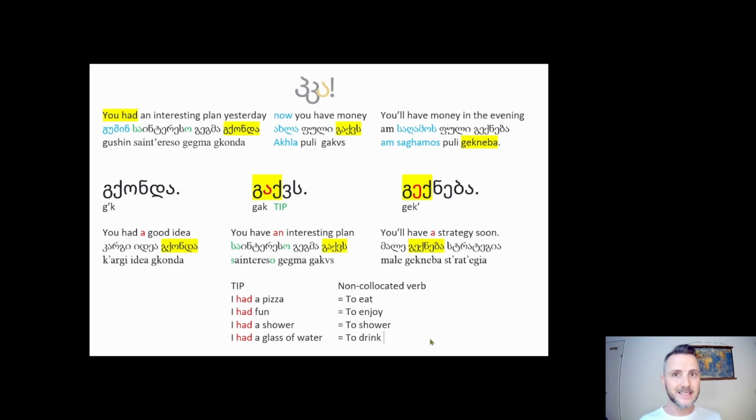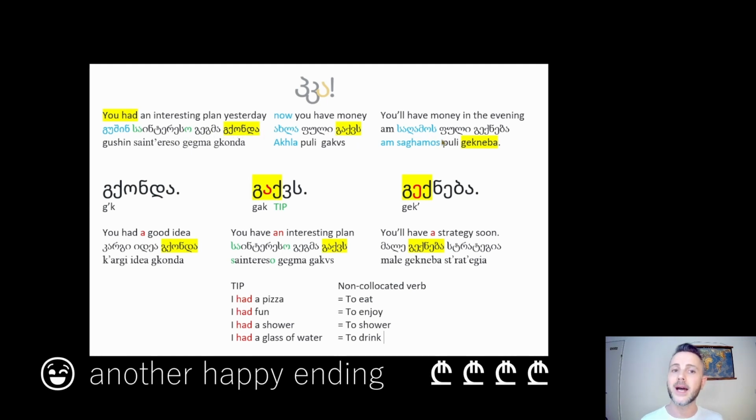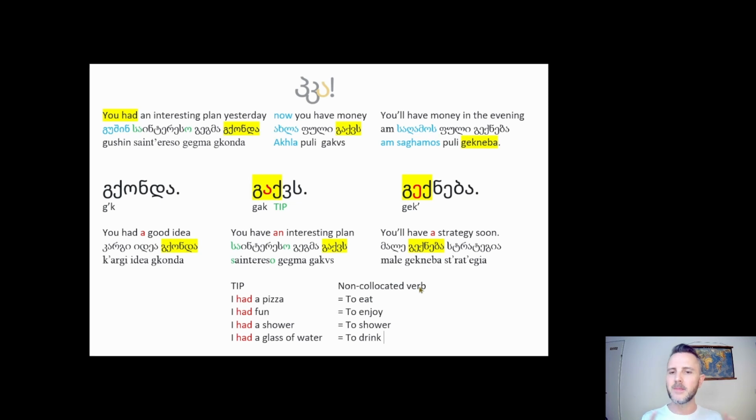One thing I will add, now that we practice this: Gushin sa intereso gegma gkonda Shen, achla puli gax, am sagamos puli gekneba. Just remember, in English, we have collocated verbs, and that means that our verb "had" doesn't necessarily have strictly the meaning of possession. If I had a pizza, I ate it. If I had fun, I enjoyed it. If I had a shower, I showered myself.